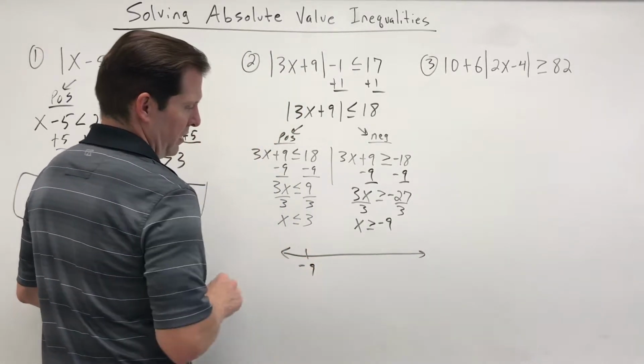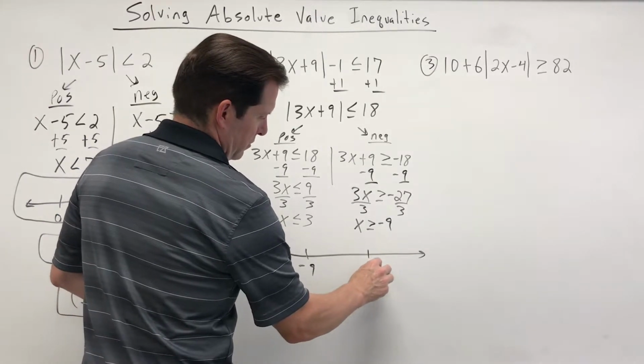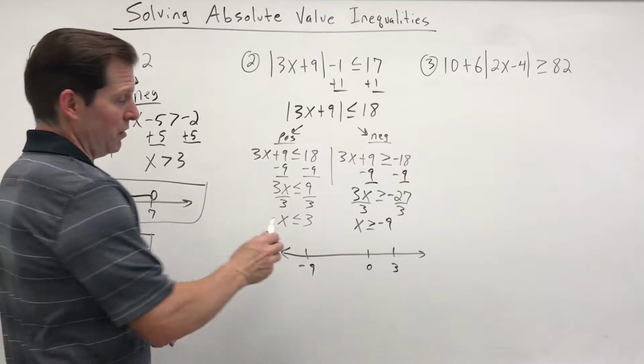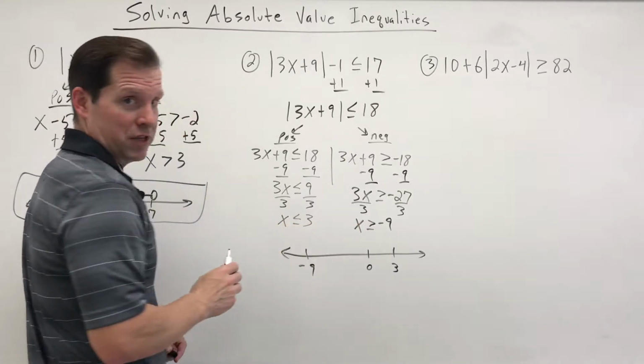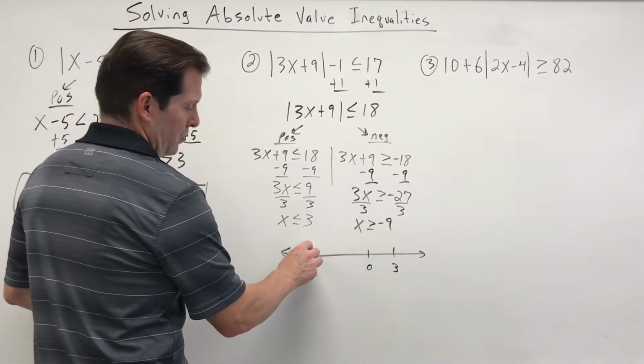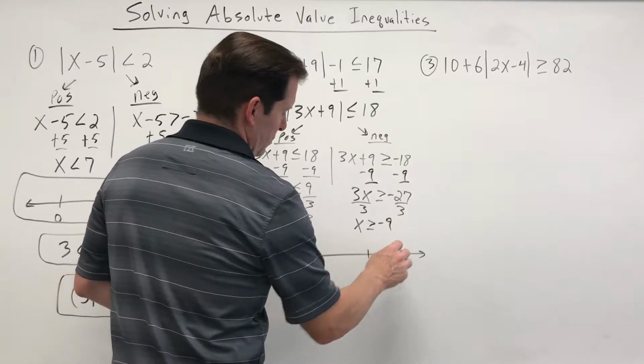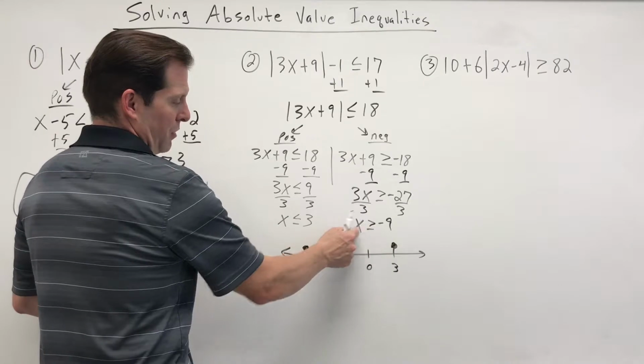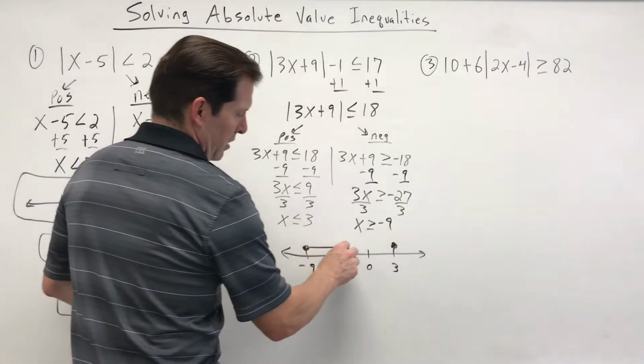So put negative 9 here, put my 0, and my 3. Both of these are going to be closed circles, right? Because you got the equal sign there. So it's going to be closed and closed. So x is going to be less than or equal to 3, which goes this way, greater than or equal to negative 9, which goes this way. So again, they meet in the middle.